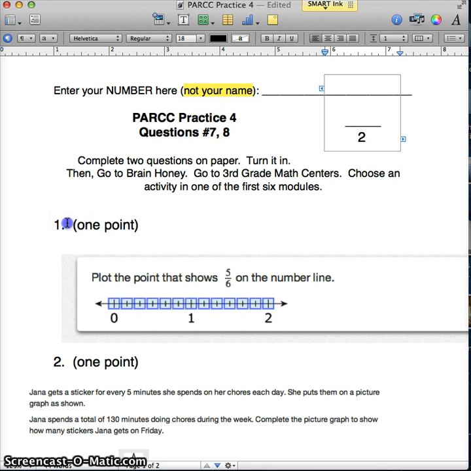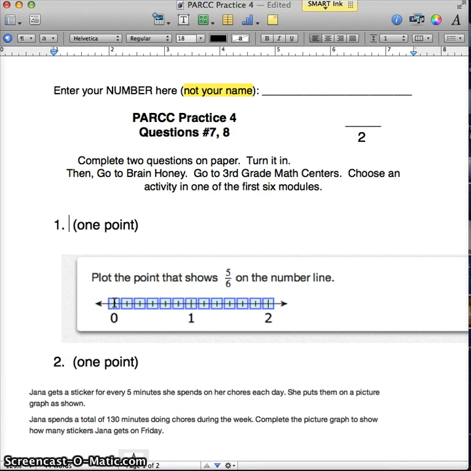So you're going to question 1. It's worth 1 point, and the question says, plot the point that shows 5/6 on the number line. Of course, they mean 5 parts of 6. So we know that's a fraction, 5 parts of 6, and that can't even be 1 whole because it's a fraction. So it couldn't be over here between 1 and 2.